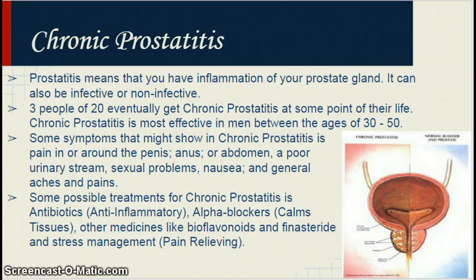Some symptoms that might show in chronic prostatitis are pain in or around the penis, anus, or abdomen, a poor urinary system, sexual problems, nausea, and general aches and pains. Some possible treatments for chronic prostatitis are antibiotics, alpha blockers, some medicines, and even stress management.